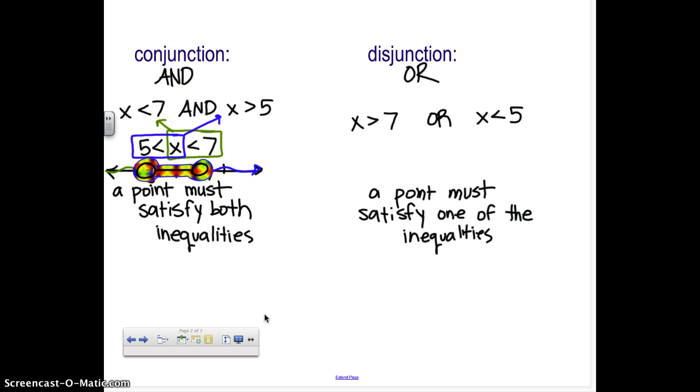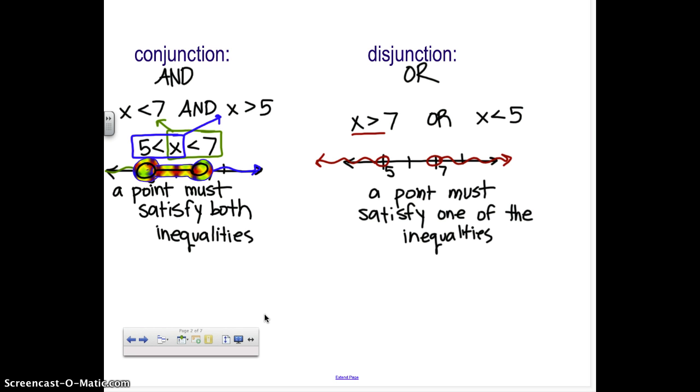On the other side, we got our 5, 6, 7, 8. 5 and 7 are the two key ones. X is greater than 7. Great. That's all these points. X is less than 5. Great. That's all these points. Any one of those points that is matched up with red works as a solution.